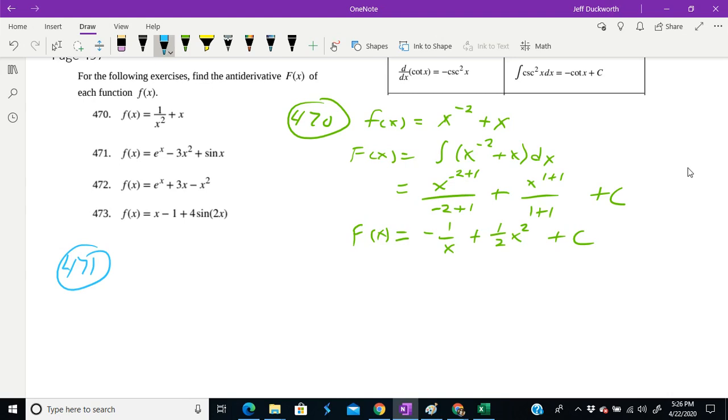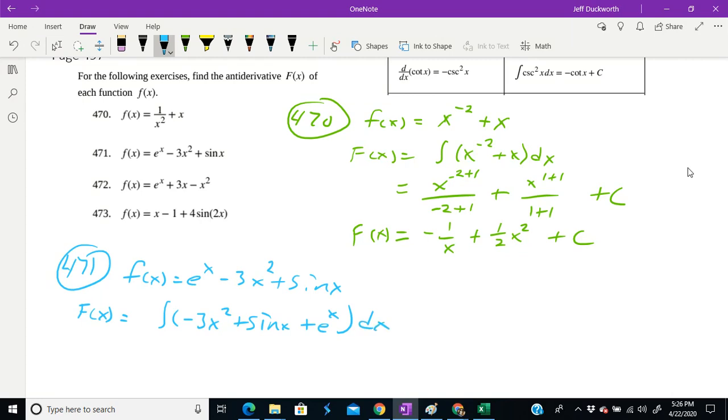All right, so we have f of x equals e to the x minus 3x squared plus sine of x. So it's adding in a lot of different things. So we're looking for capital F of x. That's the integral of the whole thing. Well, it doesn't matter. And I'll just add e to the x here. The order doesn't matter.